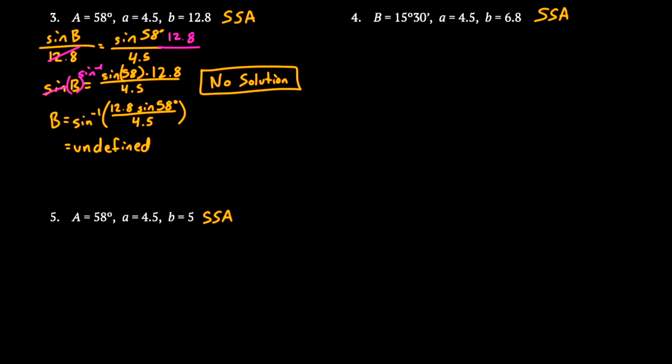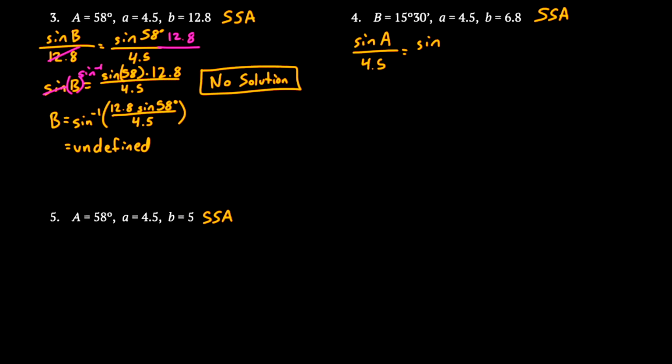And since we're solving triangles, if you want to answer this as no solution or no triangles, that would be perfectly fine. So moving on to number 4, this time we have angle B and side B, so that's the pair that I'll put together, and I'm going to look for angle A since I can match that up with side A. So we'll say sine of angle A over 4.5 equals, and then sine of angle B.